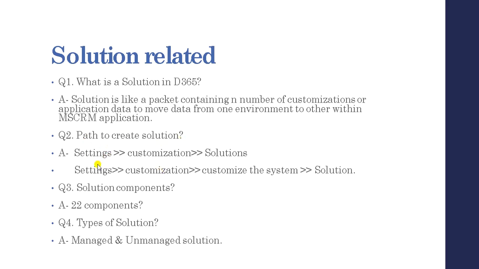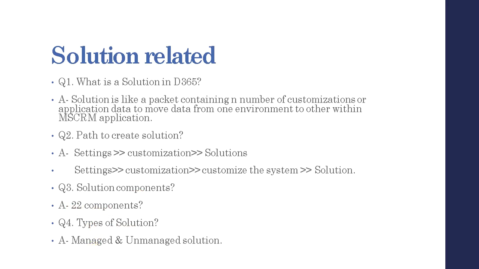Path to create a solution: setting, customization, solutions. Or settings, customization, customize system, solution. Solution components: in Dynamics 365, we have 22 components available. Types of solution: managed and unmanaged solution.